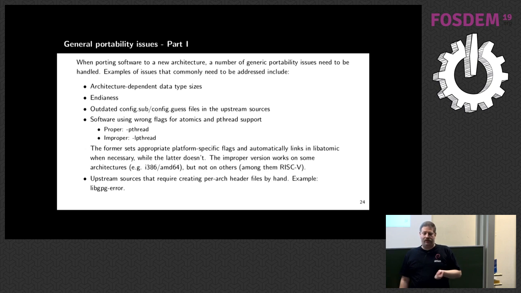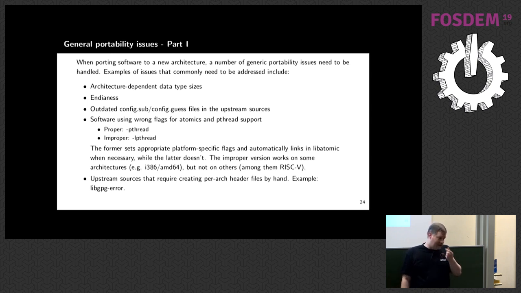A very common occurrence is that upstream ships outdated config.sub and config.guess autoconf files. The FSF recommends that autoconf users should always regenerate config.sub and config.guess from current upstream so that new architectures automatically get supported. But many upstream authors just put the versions they have used when building the release tarball, which are old, and they don't know about RISC-V, so we had to replace those.